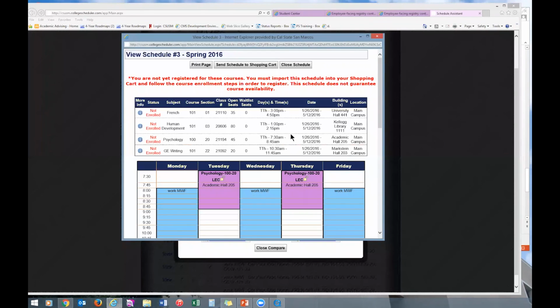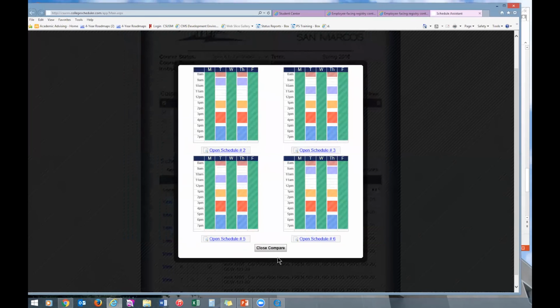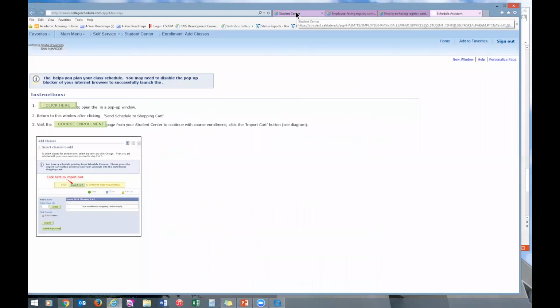What you'll see next is some information about this particular set of classes. It'll tell you the section, how many open seats, how many people are already on the wait list, if there are already students on there. But if this looks good and she likes this schedule, all you do is click Send Schedule to Shopping Cart. And then you just continue on from there in the normal registration procedures. So let's close that. I hope that was helpful for you.